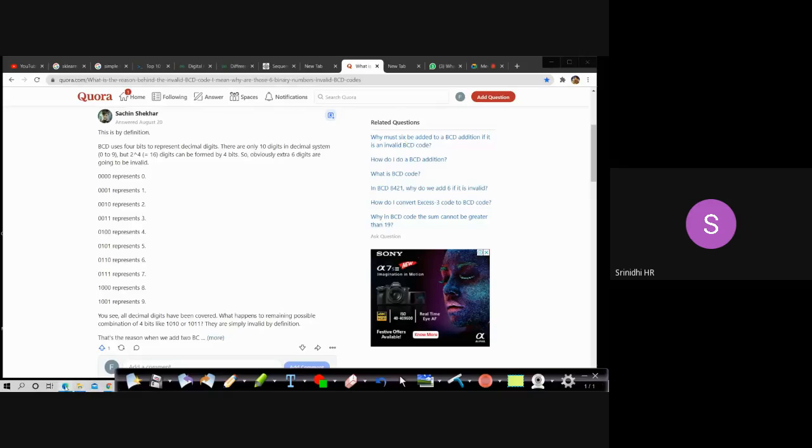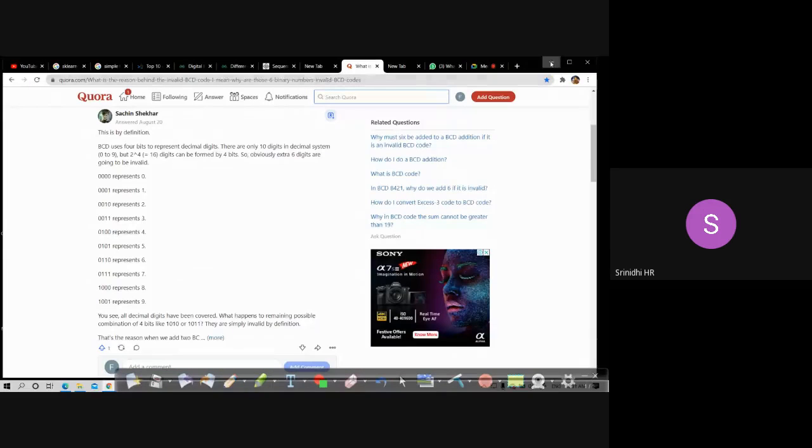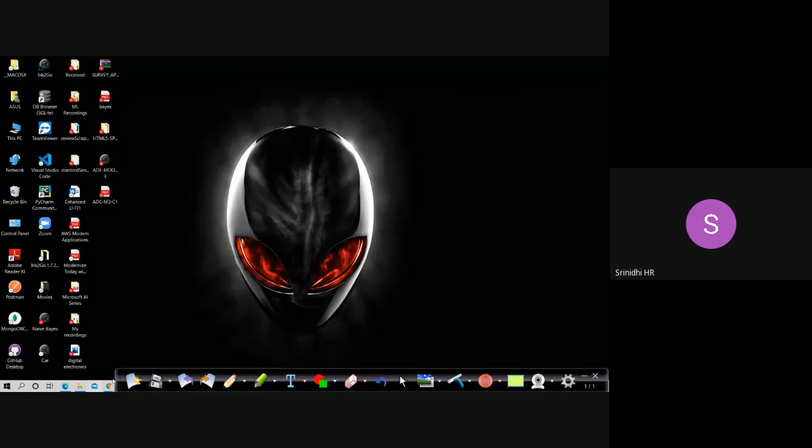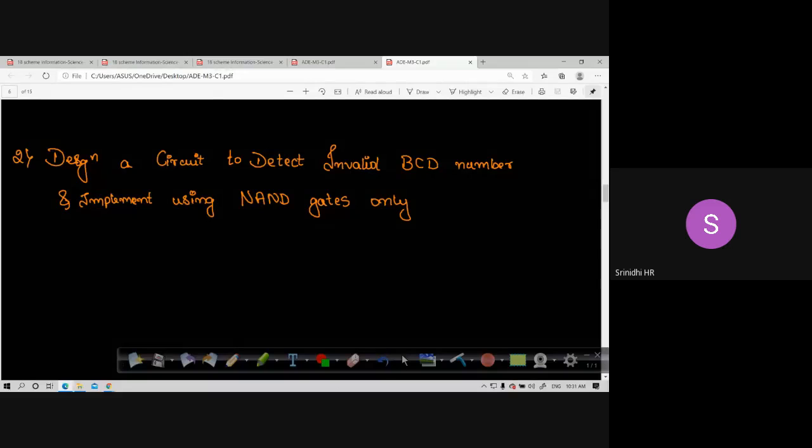Let's come back to the problem I have here. This is my problem. What does your problem state? Design a circuit to detect invalid BCD numbers and implement it using NAND gates only. The first case you have understood: you have to use BCD numbers only. What is my second case? Using NAND gates only, you have to design your circuit. Let us see how we approach this particular problem.